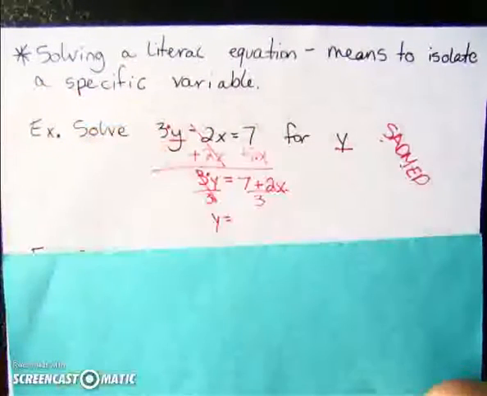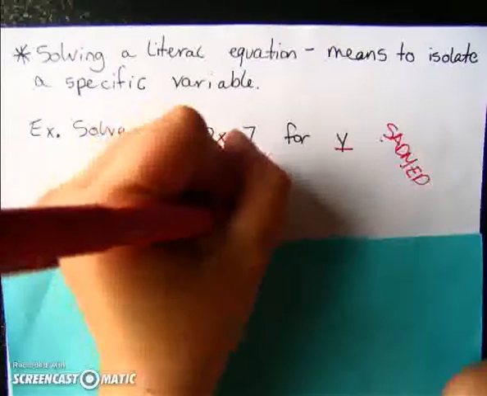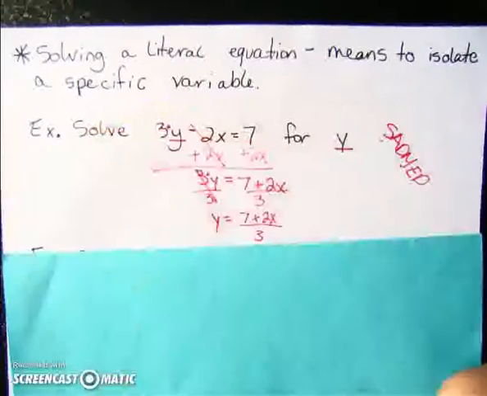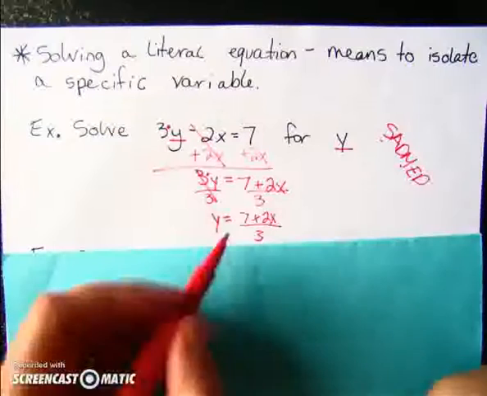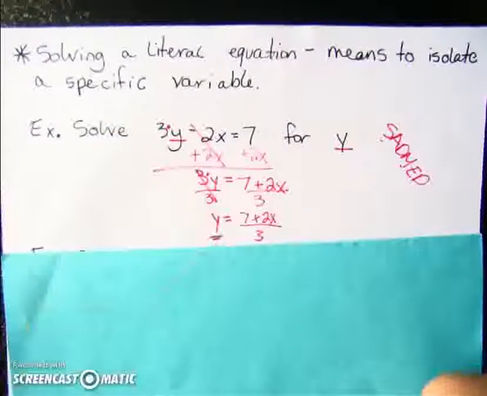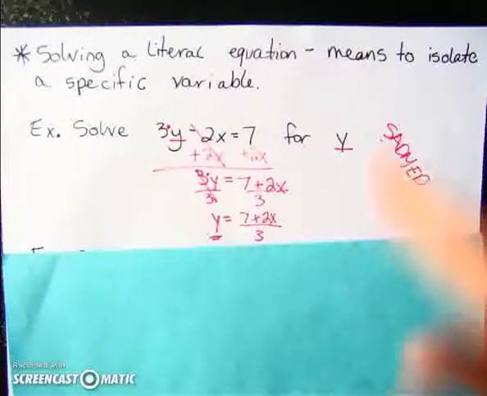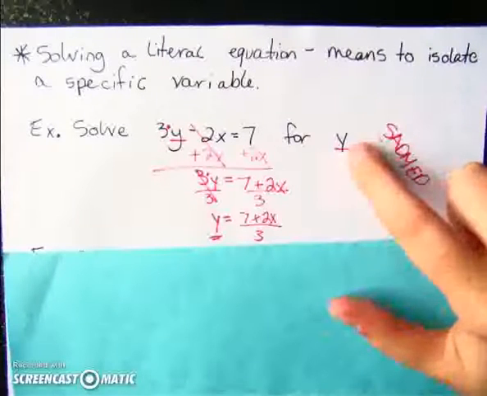And then 7 plus 2x over 3, you know, I could simplify that to 7 over 3 plus 2x over 3, but I don't really want to do that. So I'm just going to leave it as 7 plus 2x over 3. Now, I know I'm done because y is by itself. y is isolated on the left side of my equation. And that's exactly what I was looking for, y.